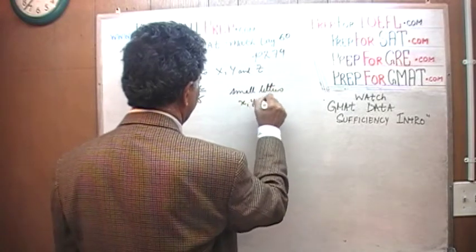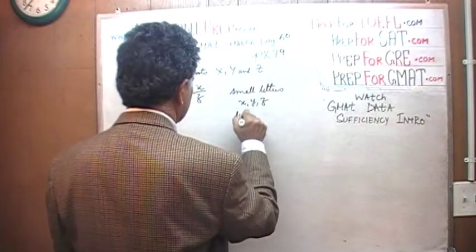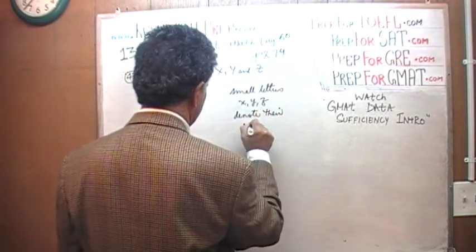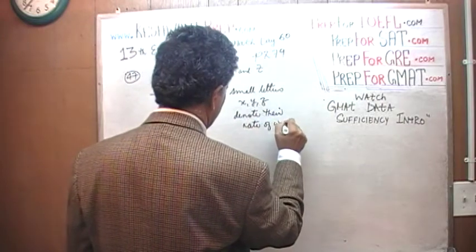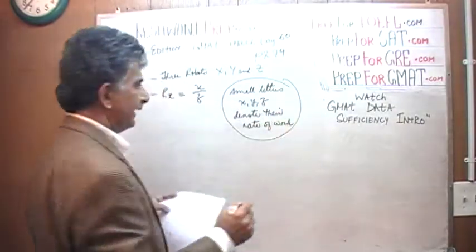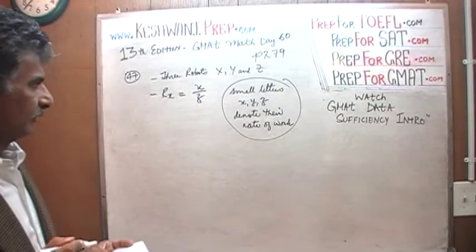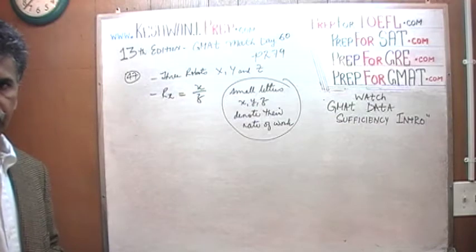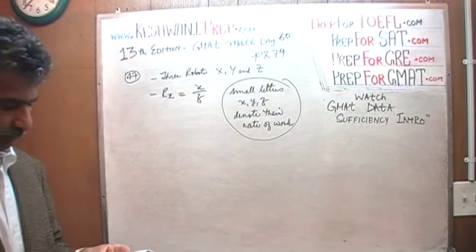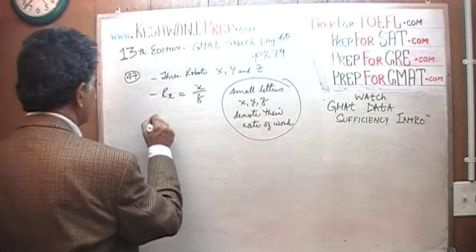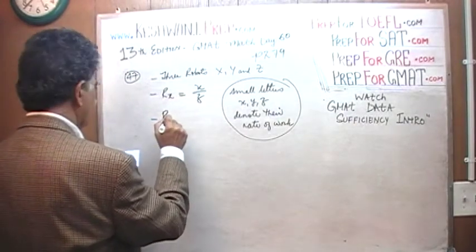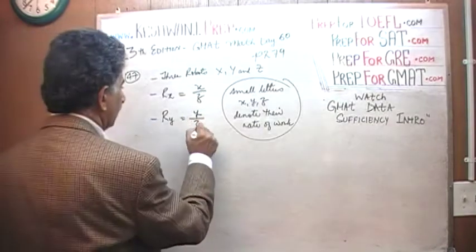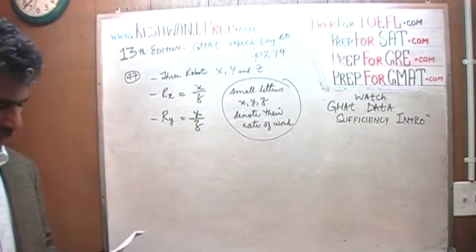X, Y, and Z denote their rate of work. This is not something in the problem. We just came up with it for the sake of convenience. And R subscript Y is the rate of work of robot Y over the rate of work of robot Z.